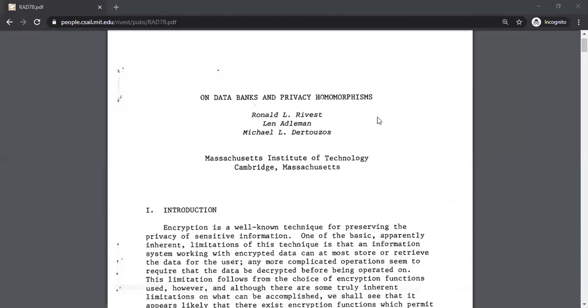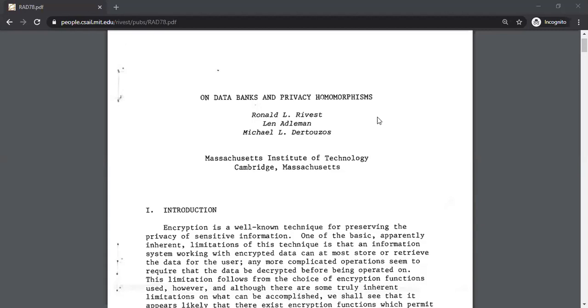Today I'm going to talk about privacy homomorphisms, a topic that I touched upon in my other video on homomorphic encryption. I went back in time a little bit, to 1978. There was a paper written on data banks and privacy homomorphisms by Ron Rivest, Len Adleman, and Michael Dertouzos. They're talking about a pretty neat idea of being able to do computation on ciphertext.